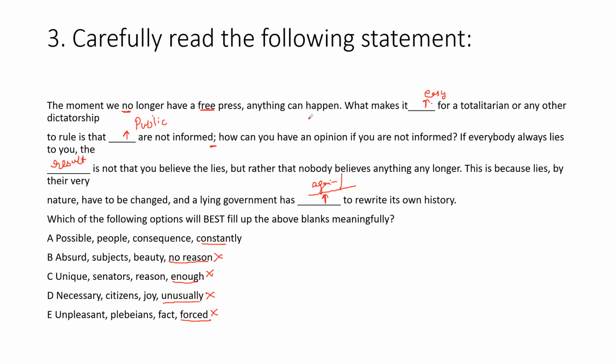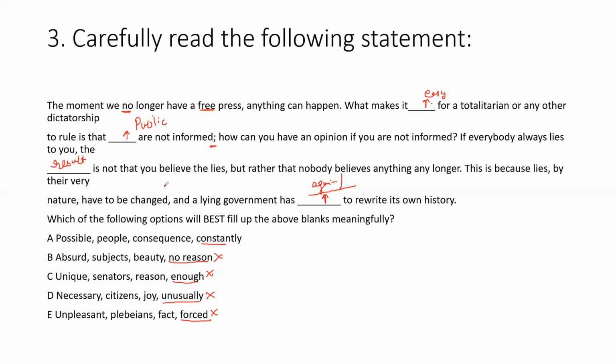if you can fit the words in the context, it becomes easier. The moment we no longer have a free press, anything can happen. What makes it possible for a totalitarian or any other dictatorship to rule is that people are not informed. How can you have an opinion if you're not informed? If everybody always lies to you, the consequence is not that you believe the lies, but rather that nobody believes anything any longer. This is because lies, by their very nature, have to be changed, and the lying government has constantly to rewrite its own history. So, constantly means time and again.